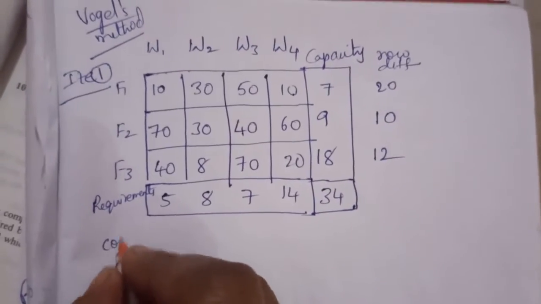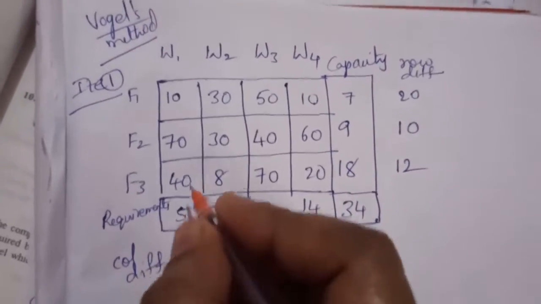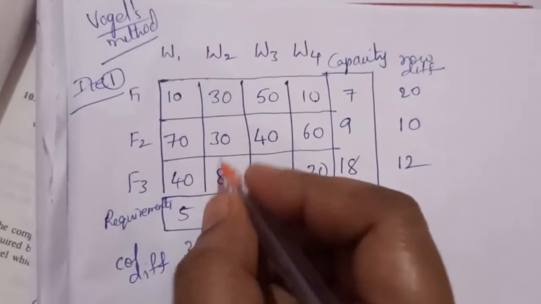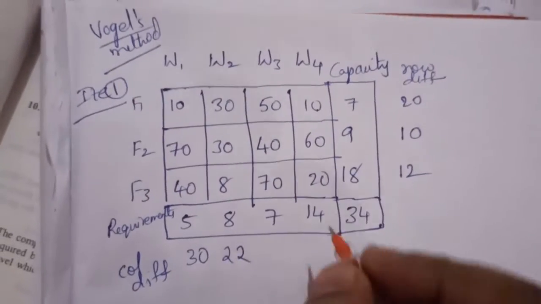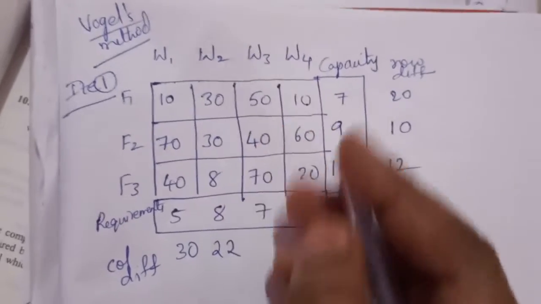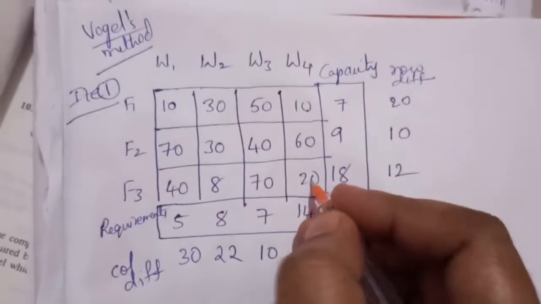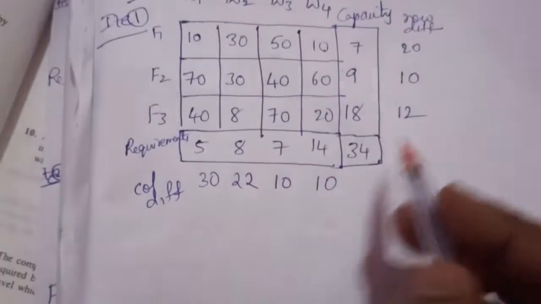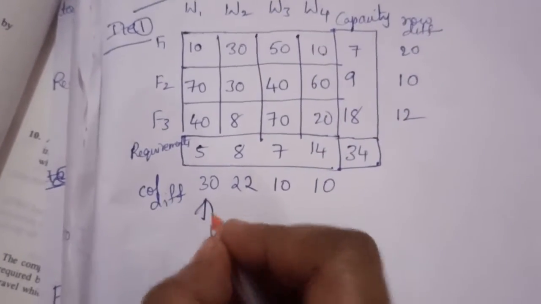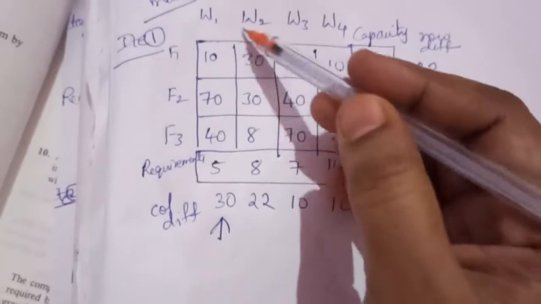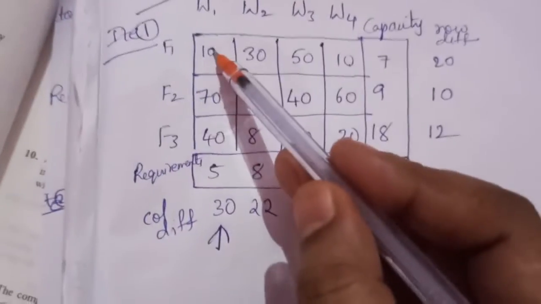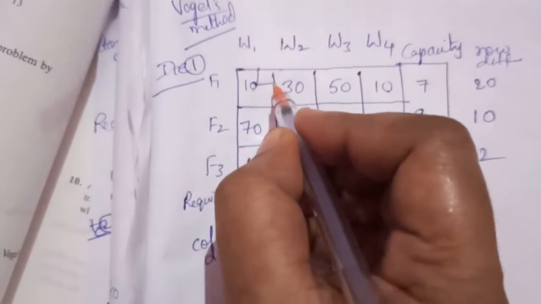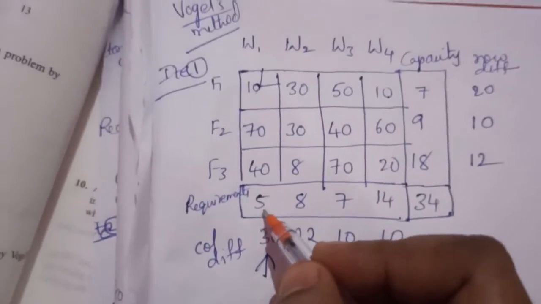In the same way, the column differences are: 40 and 10, the difference is 30; here 30 and 8, the difference is 22; here 40 and 50, the difference is 10; here 10 and 20, the difference is 10. Among all these differences, 30 is the maximum. So select this entire column, and in it the least cost value is 10. So select this cell for maximum allocation.